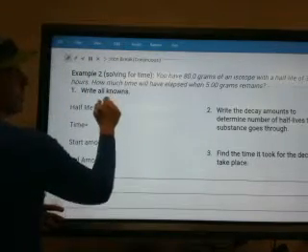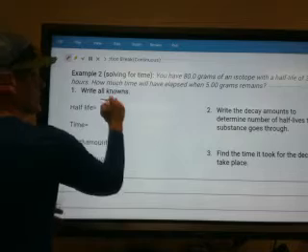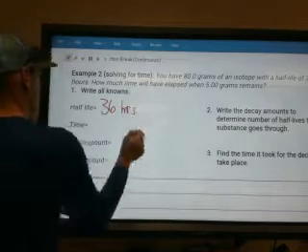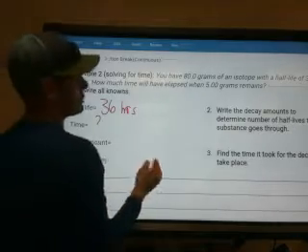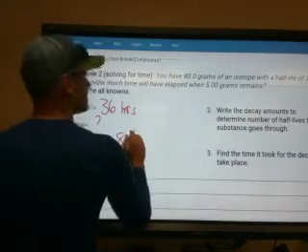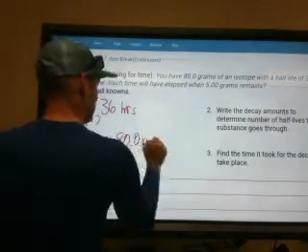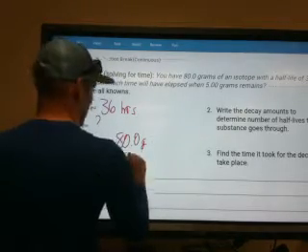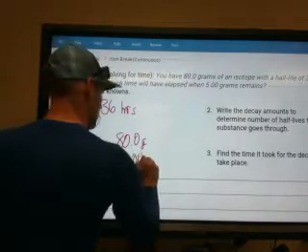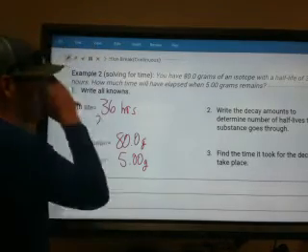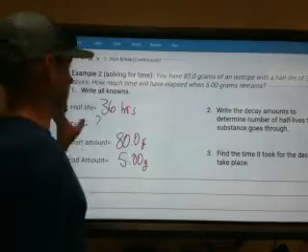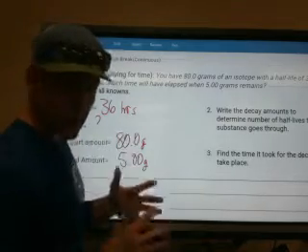Okay, so your half-life is 36 hours. Your total time, that's what we don't know. And your start amount is 80.0 grams, and then your end amount is 5.00 grams, okay? And the decimals really probably aren't necessary here, okay? All right, so that's step 1, writing the knowns and unknowns, like always.